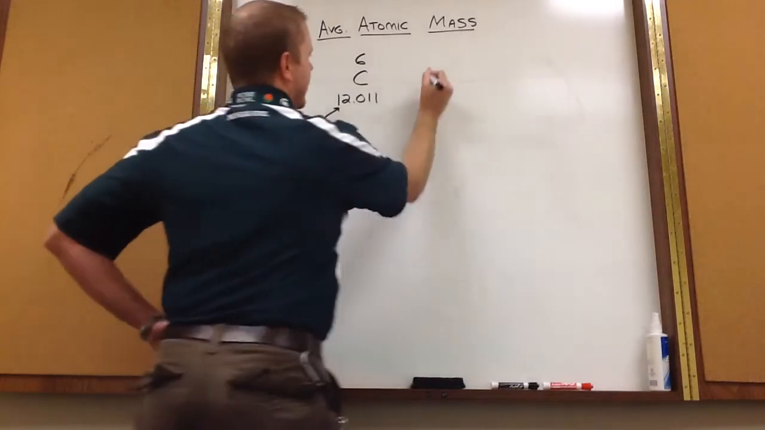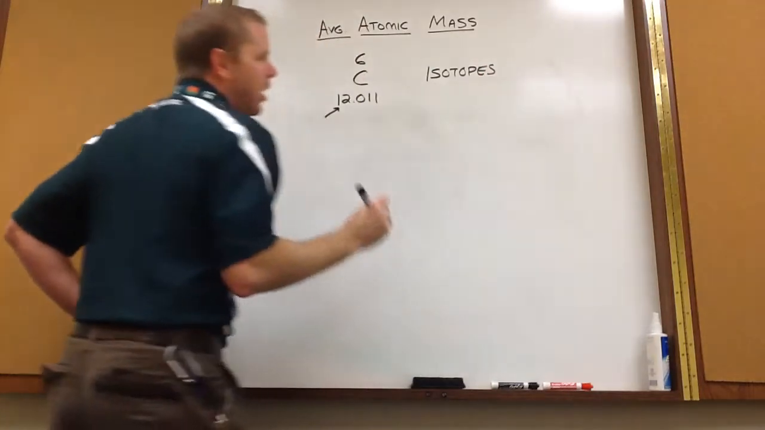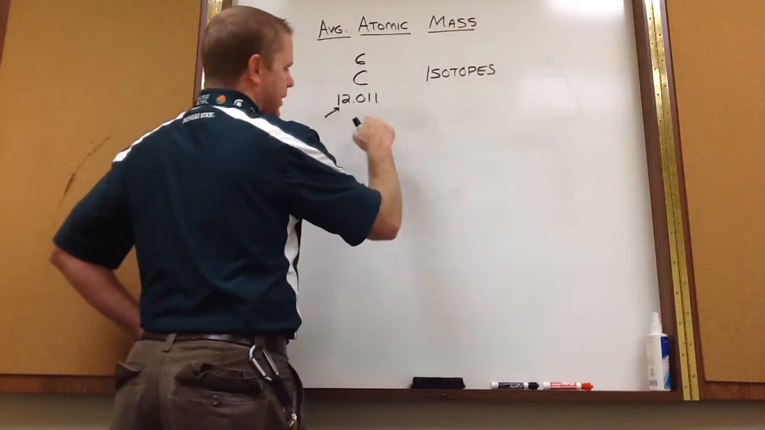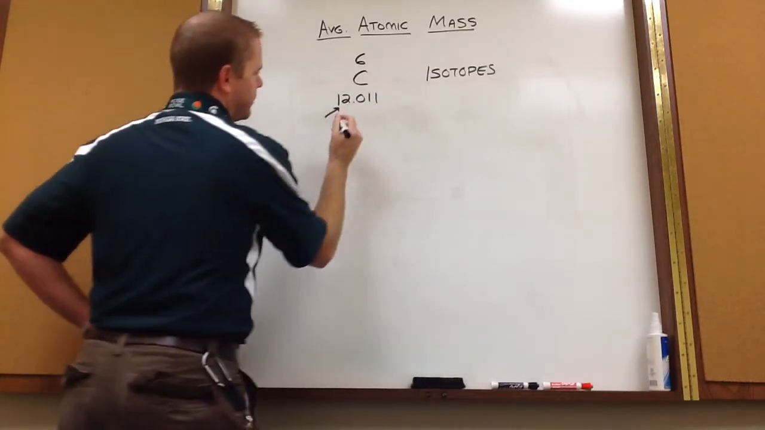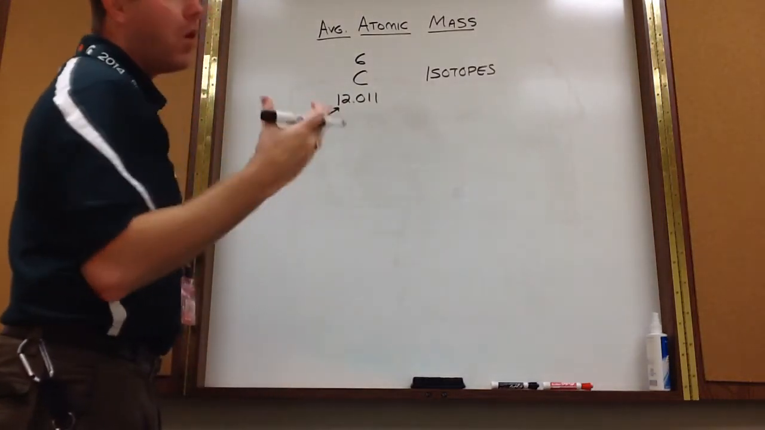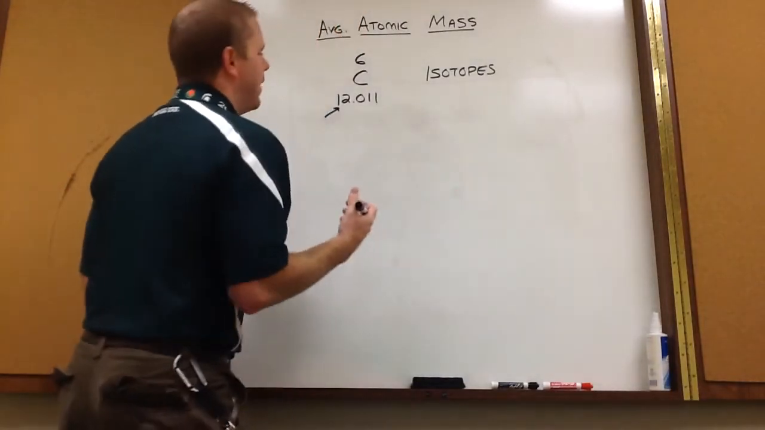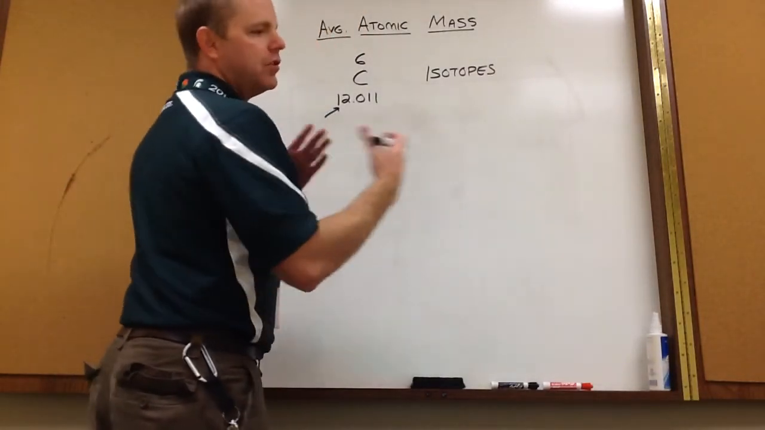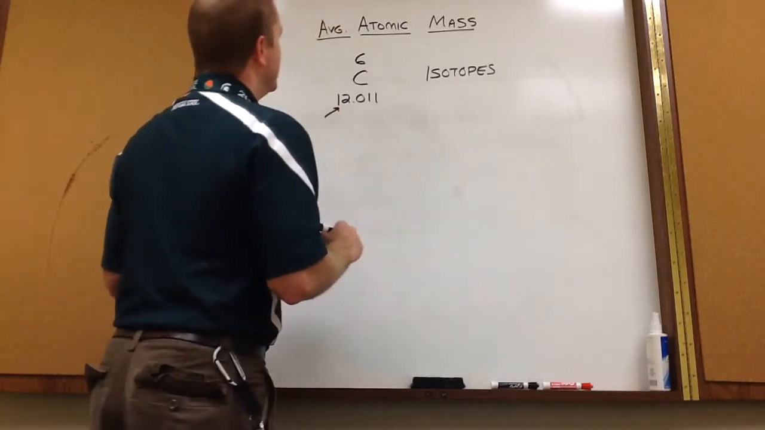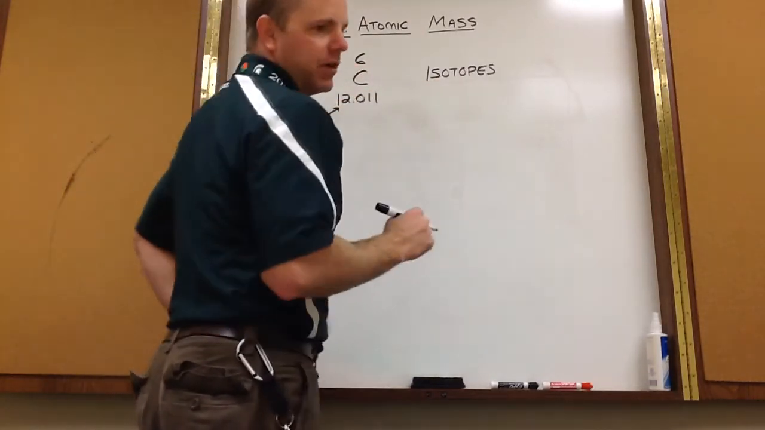For the different types of carbon, which we're going to call isotopes, the most abundant version is usually the closest to this number. In this case, the most abundant version is carbon 12. Is that always the case? No. It just depends on the percentages of your isotopes and how those percentages work together. But for the most part, this is a pretty decent representation. So again, average atomic mass takes into account how we get to this 12.011.